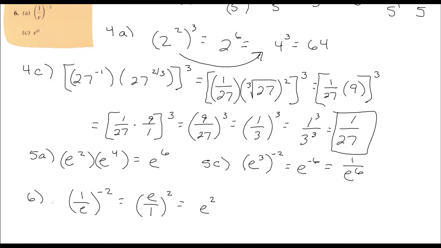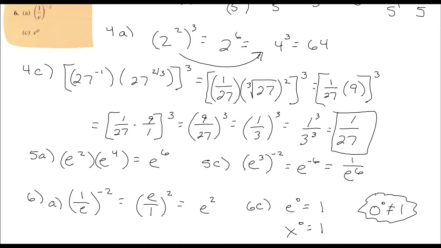And lastly, for C, e to the 0, well, anything to the 0 power is 1, except there is one exception. 0 to the 0 power is not 1, but that's just a side note. But any other number, so x to the 0 is 1 for any value x, unless x is 0.